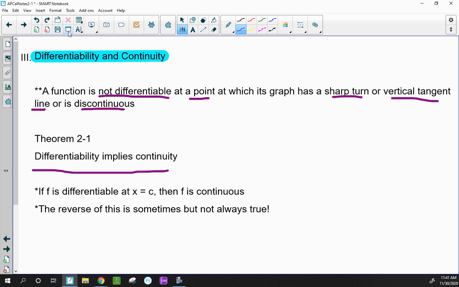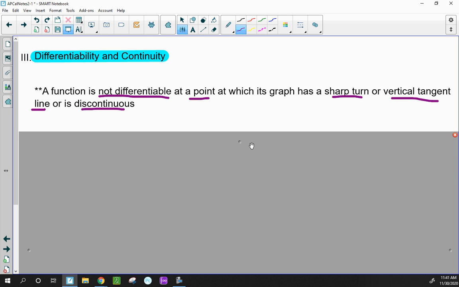So there are some functions out there that don't have derivatives. Based on the graph, if there's a sharp turn in the graph, if there's a vertical tangent line, or if the graph's discontinuous, like a step function, you can't give me a derivative for it.